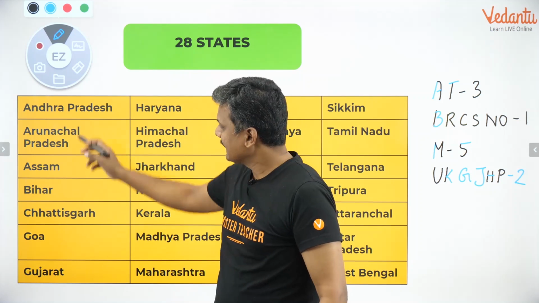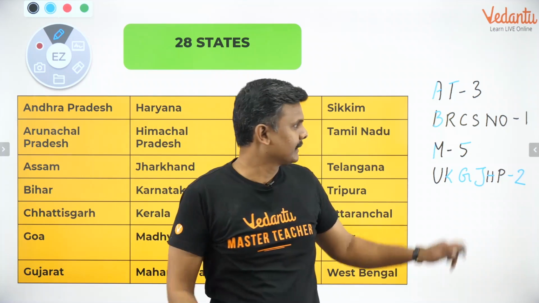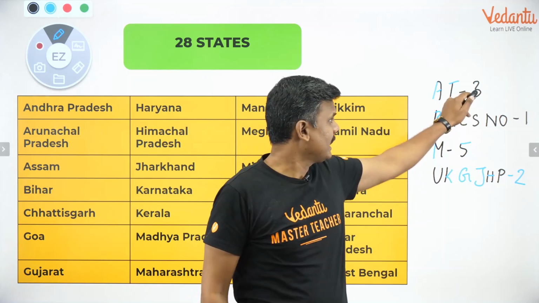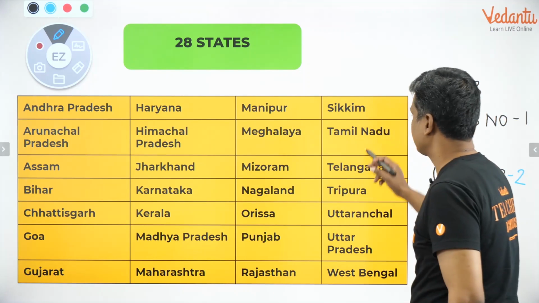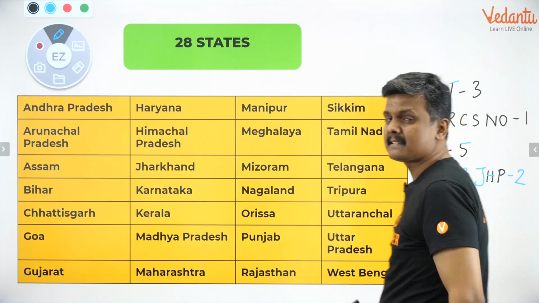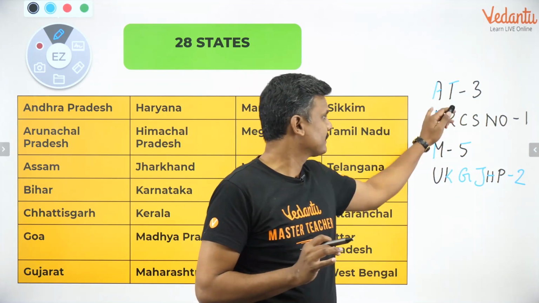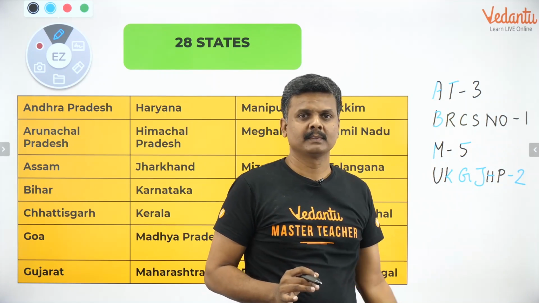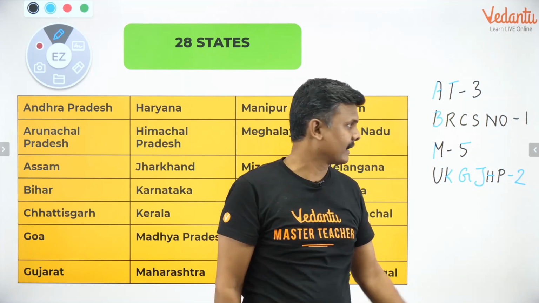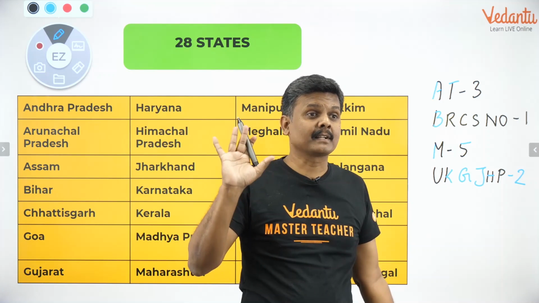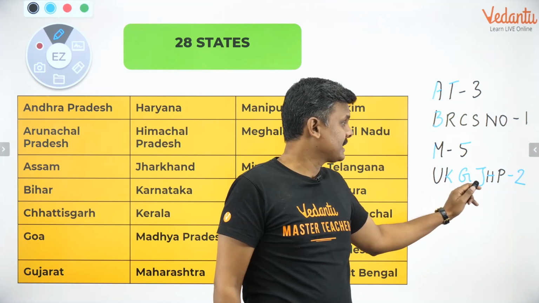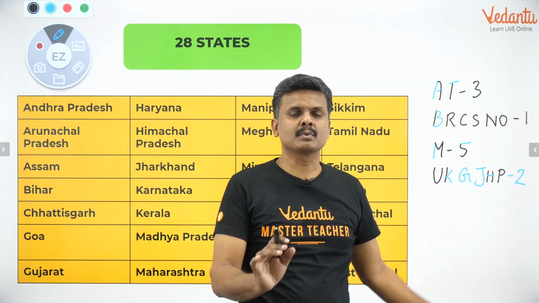Guys, in A, how many states are there? 3. That is A3. In T, how many states are there? Again 3. T3, that is A and T, there are 3 states each. BRCSNO. Starting with these alphabets, only 1 state is there. Starting with M, 5 states are there. And UKG, JHP, starting with these, 2 states are there.